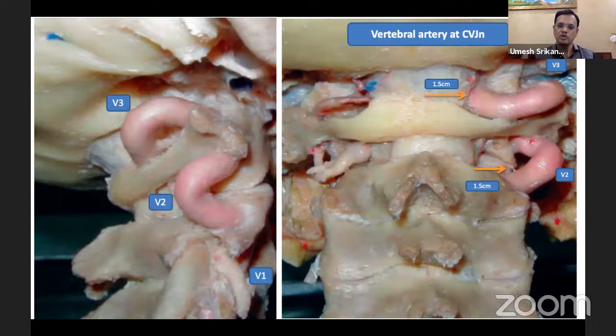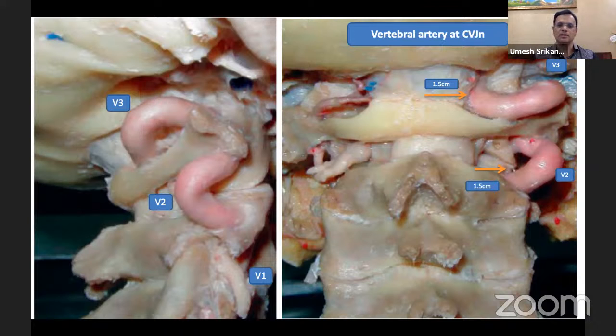There is one between C2 and C1, as I just described, and the second one between C1 and occiput, as I'm going to tell later. So these redundant loops help with the excess mobility that is there at the CV junction, and allow this artery to compensate for this excess mobility as well as rotation that happens at the CV junction.